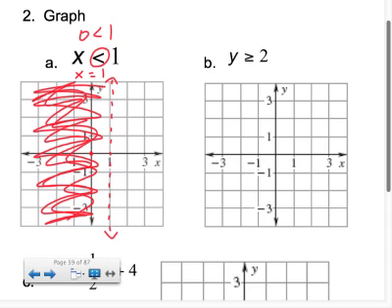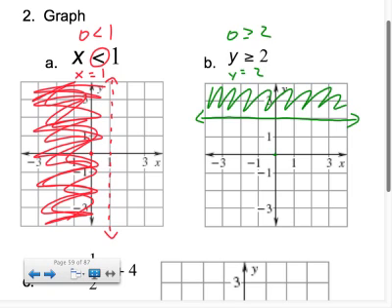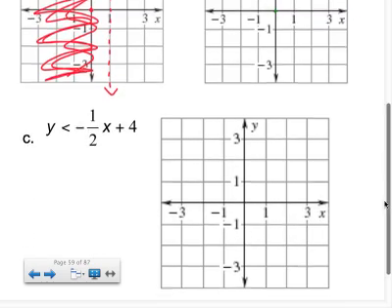Part B here is the same idea. y equals 2 is a horizontal line at y equals 2. And since it's greater than or equal to, that means it's a solid line. And then again, it comes back to pick a point. Let's test 0, 0 again. If I plug in 0 for y, is 0 greater than or equal to 2? The answer is no. And so I don't shade below the line. I have to shade everything above it. That's kind of the idea here.